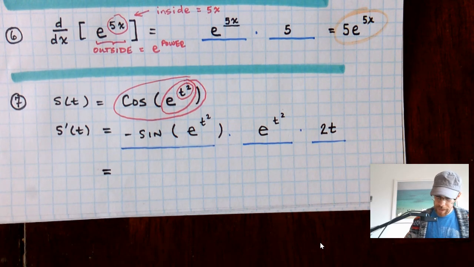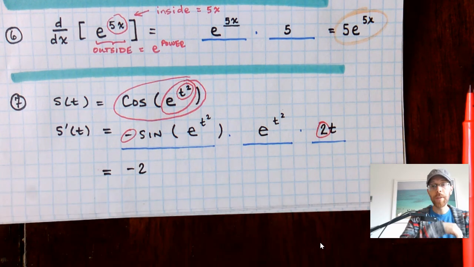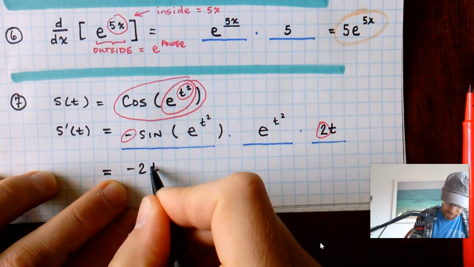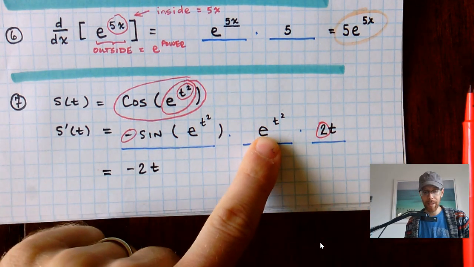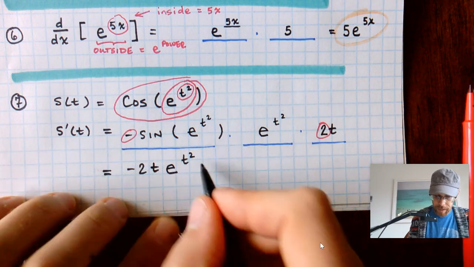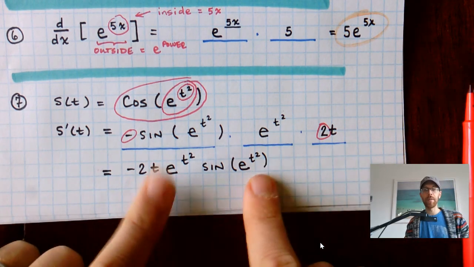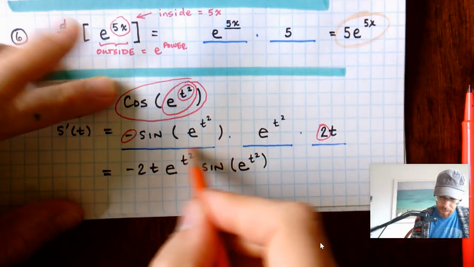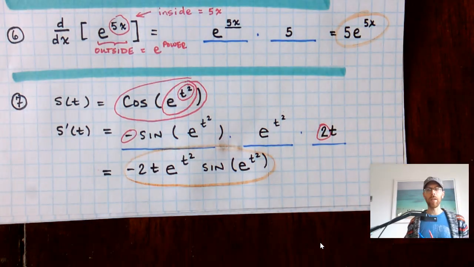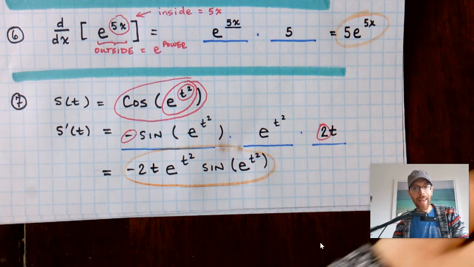Final answer, take the negative and the 2 and start by pulling them up front. So coefficients always go first. Second will be the power function. Third will be the exponential function. And then always leave your trigs last. Sine of e to the t squared. You can't do anything with these e to the t squareds because one's inside the sine. So there would be your derivative. And there it is, folks. We learned a couple of very useful things about exponential functions, and now we can take their derivative.